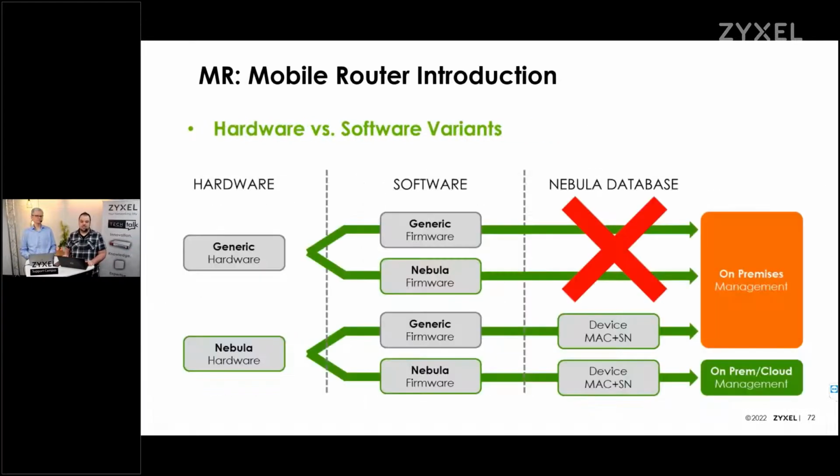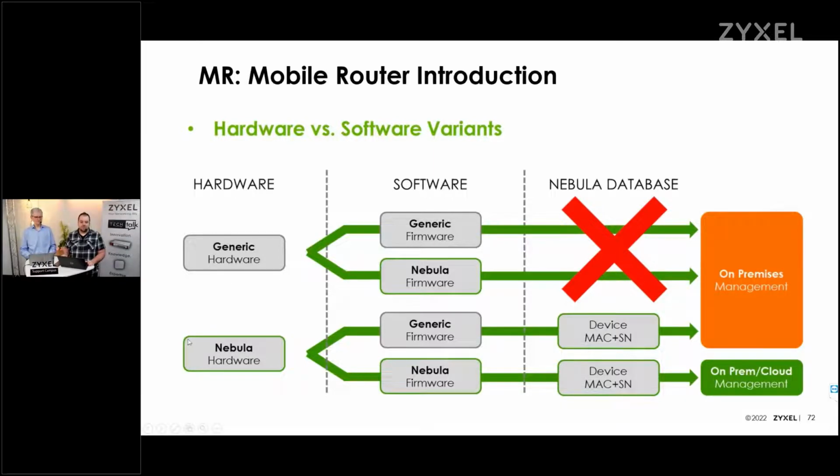And let's see how we could support it. What is neat is that you have the dedicated Nebula hardware version in combination with the Nebula firmware, adding this device to Nebula by MAC address and serial number, and then you would be able to manage this device on Nebula Cloud. If you already have hardware which is not Nebula hardware, then you would not be able to manage this device in Nebula Cloud.